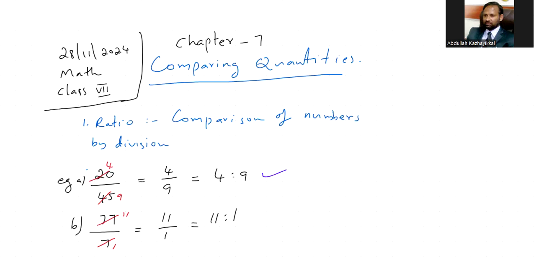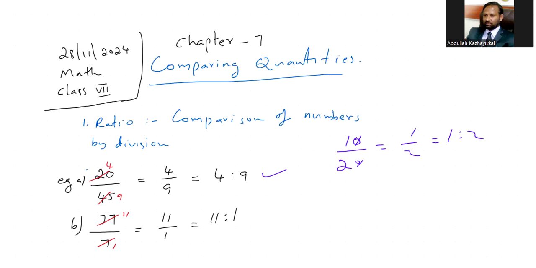Suppose 10 divided by 20. We know this is 1 by 2, that is 1 is to 2. The price of two items is 10 rupees and 20 rupees. What is the ratio of the prices? 10 and 20. It is not hard for you. It is 1 is to 2.